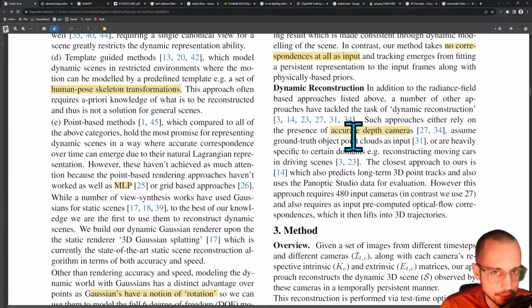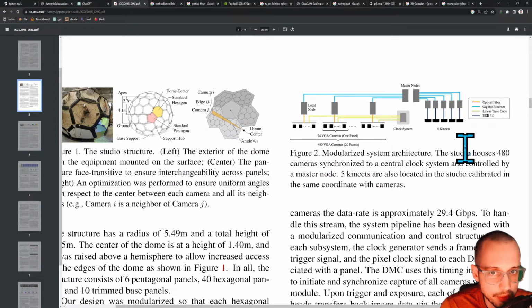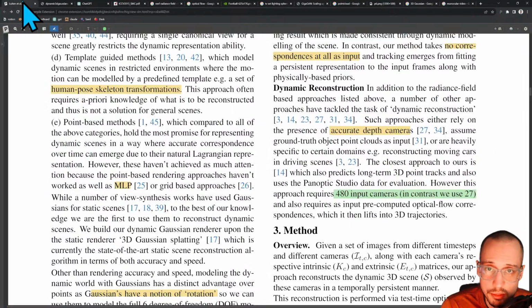Assume ground truth object point clouds as input or heavily specific to certain domains. The closest approach to ours is 14, which also predicts long-term 3D point tracks and also uses Panoptic Studio data for evaluation. However, this approach requires 480 input cameras. We only use 27, which is the full amount. Okay, so this is actually probably their previous paper.